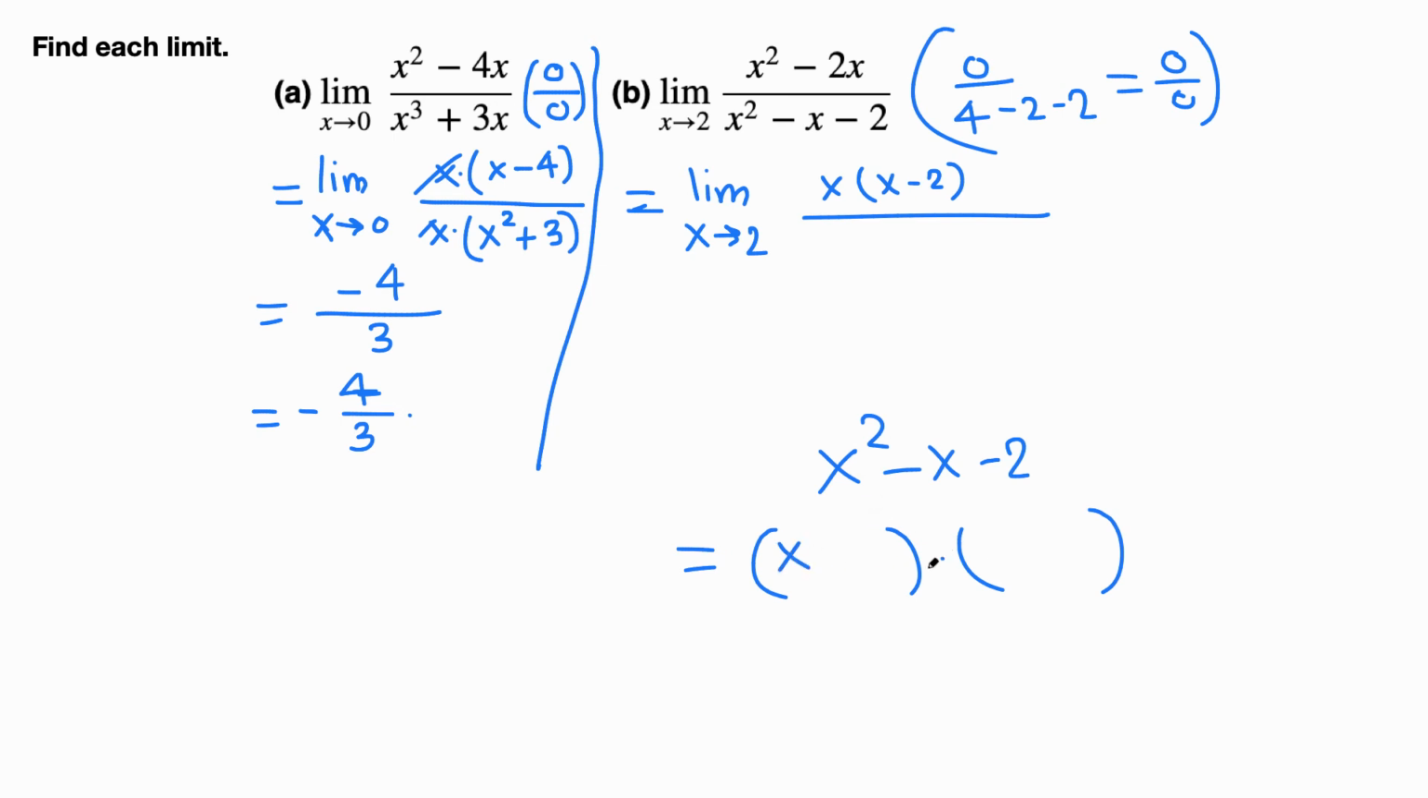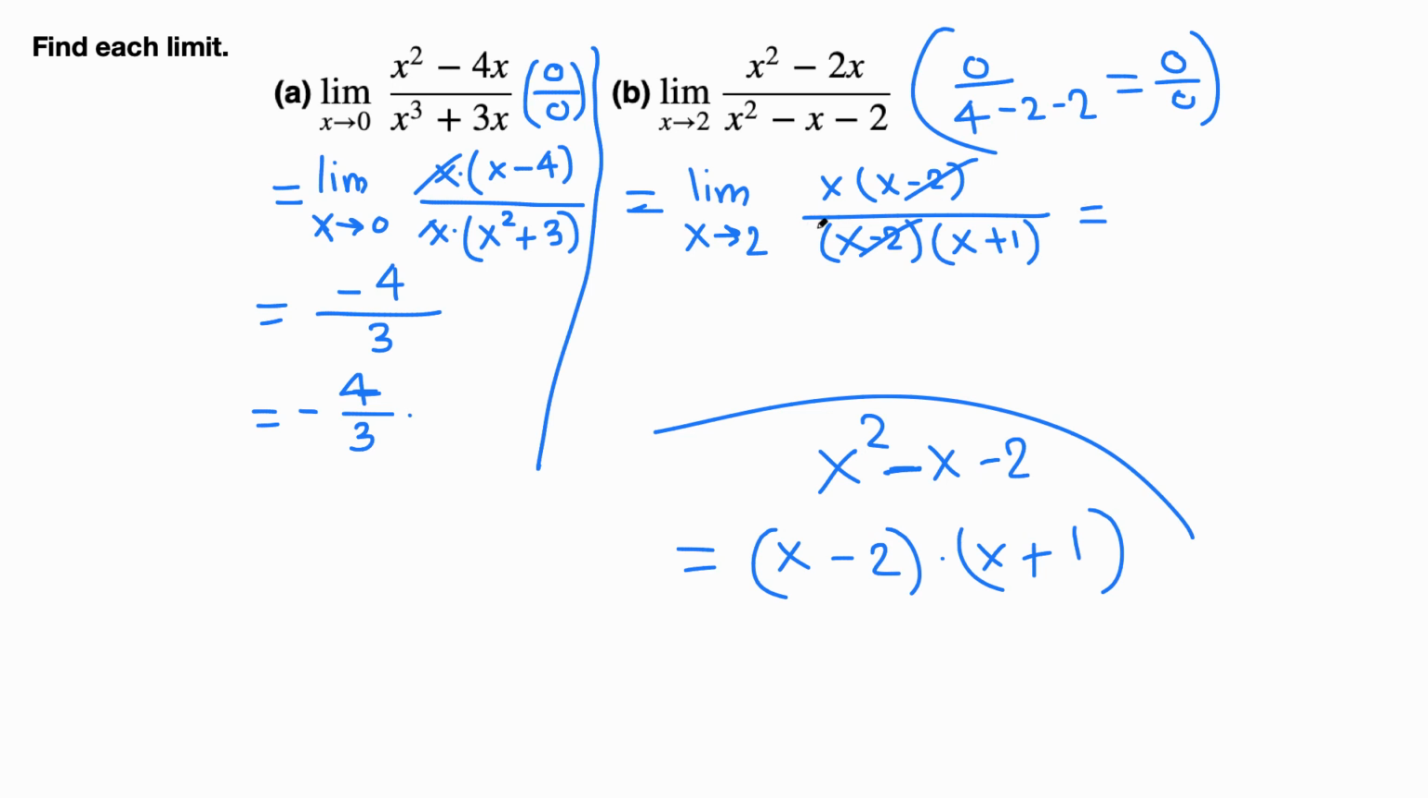So x squared, x times x, and 2, the only way it factors is 2 times 1 to get negative in the middle. So negative goes to the bigger, plus 1. So x minus 2, x plus 1. Now x minus 2 cancels. In fact, this is the 0-making factor. When we plug in x equals 2, these two factors become 0. Okay, now we cross that out.